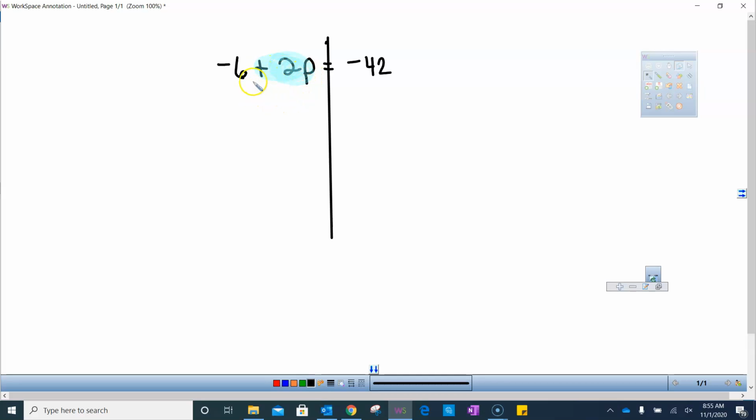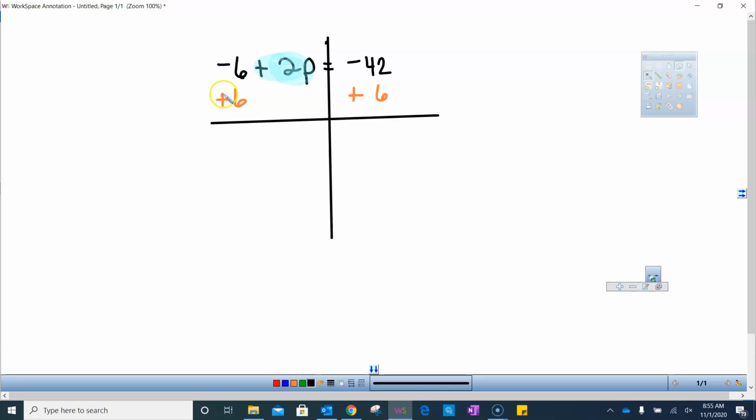And now I can see that on this side, I need to get rid of this minus 6. The opposite of minus 6 is plus 6. So I'm going to add 6 to both sides of the equation to try to get this term 2p all by itself. So I put my plus 6 on both sides, and I draw this in to separate my problem from the work I'm going to get, the answer I'm going to get from adding 6 to both sides.